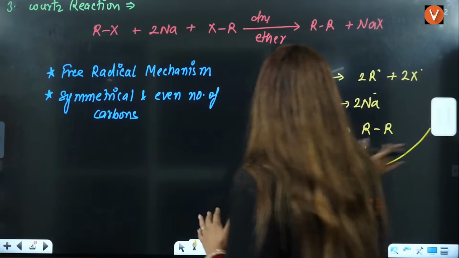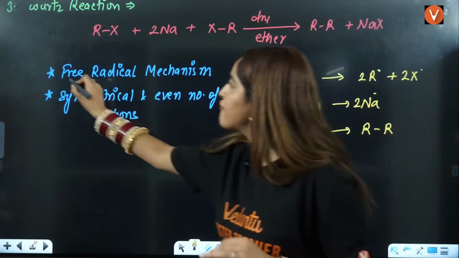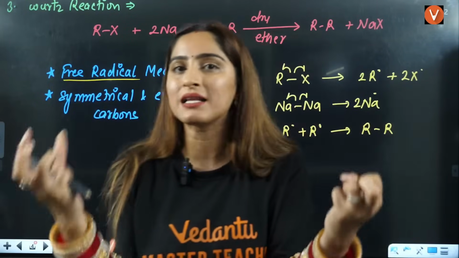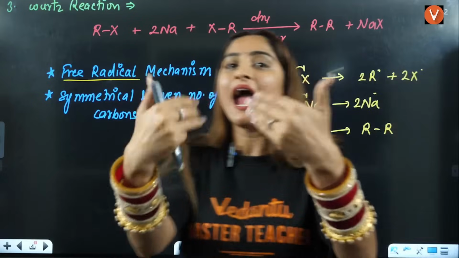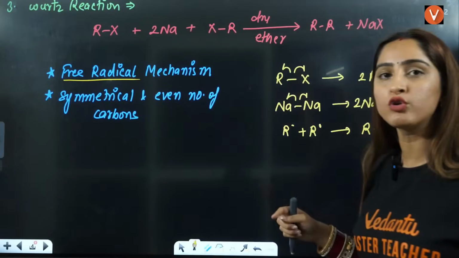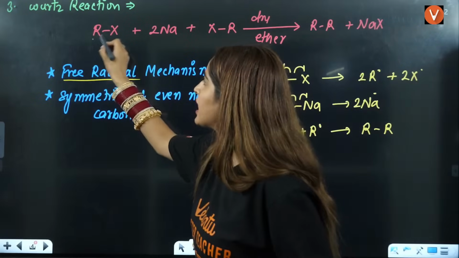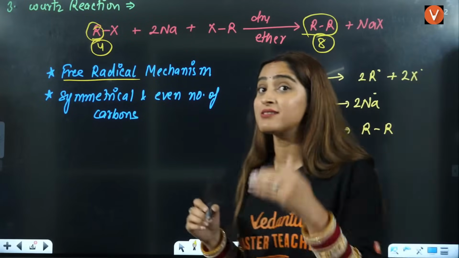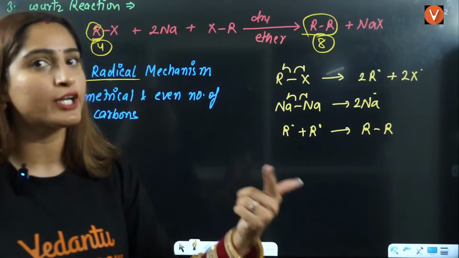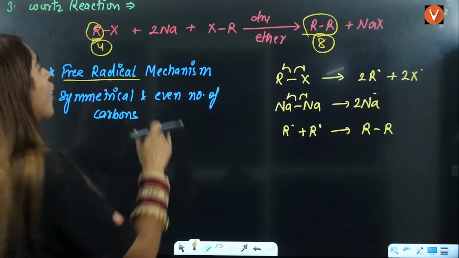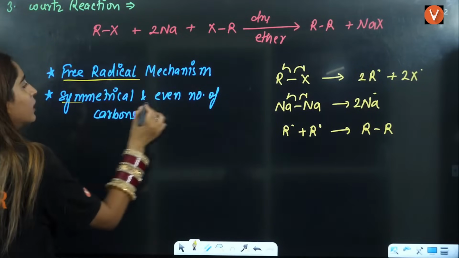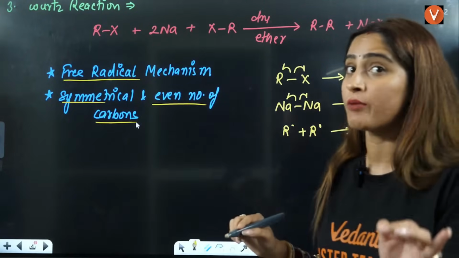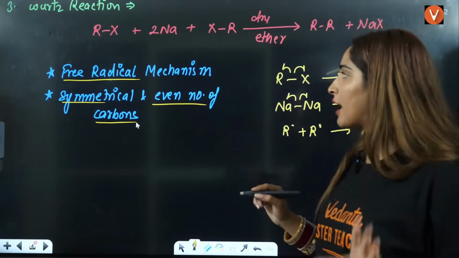Just remember what exactly happens here: there is formation of free radicals. Whenever there is formation of free radicals, two alkyl free radicals will join together and give you double the amount of hydrocarbon. If here you have 4 carbons, the product will have 8 carbons. So the number always gets multiplied by 2. You will always get an even number of carbons in the product, as unsymmetrical carbon counts cannot be formed on the product side.